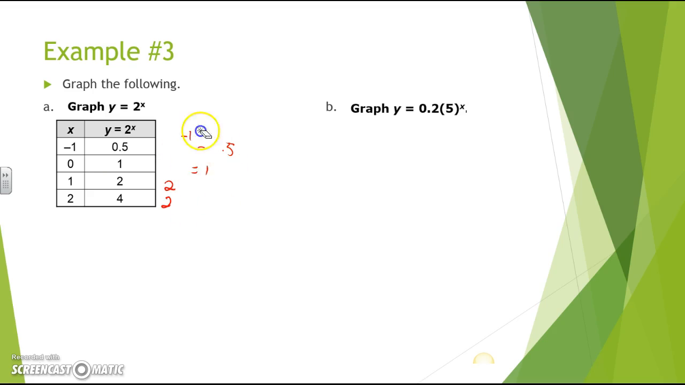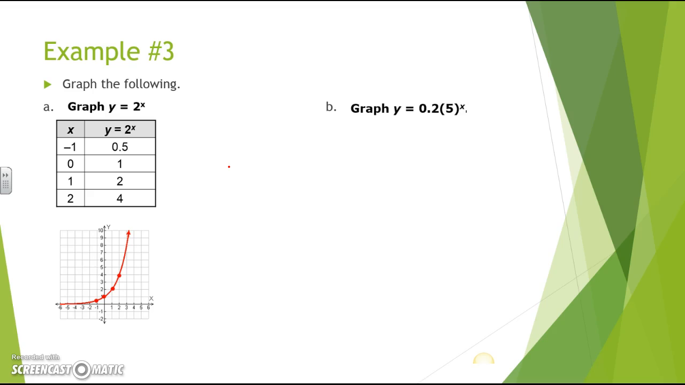And then, after you've filled out your table, you then just graph. So here's my graph. Notice here are all my points, and they connected the points, and it creates a curve. We would call this an exponential growth too, and you'll hear that in the next section, because an exponential growth goes up. Let's look at example B here. It says graph y equals 0.2 times 5 to the x power.